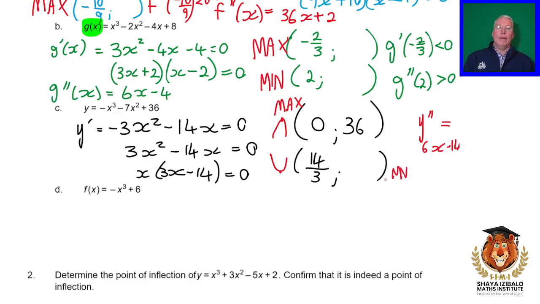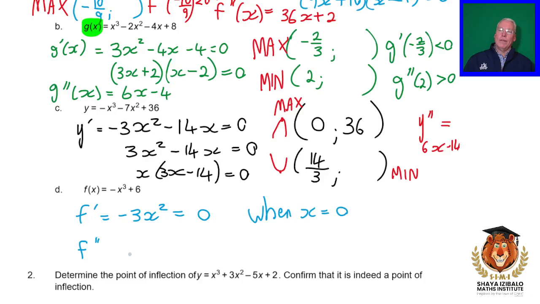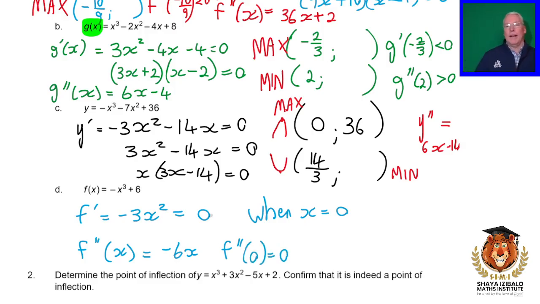Okay, and then the last one, and the last one's important because actually our first derivative, f dashed, is negative 3x squared. That is 0 when x equals 0. All right. If we look at the second derivative, we're going to get negative 6x. Now, f double dashed of 0 is also equal to 0. So what we've got here is a horizontal point of inflection.